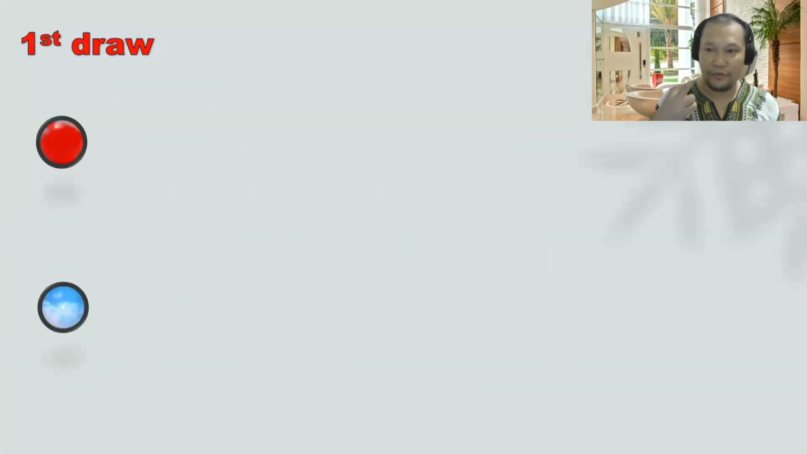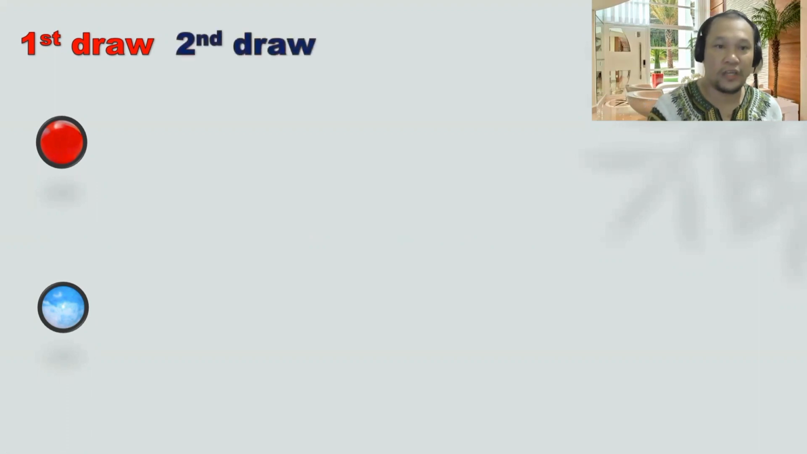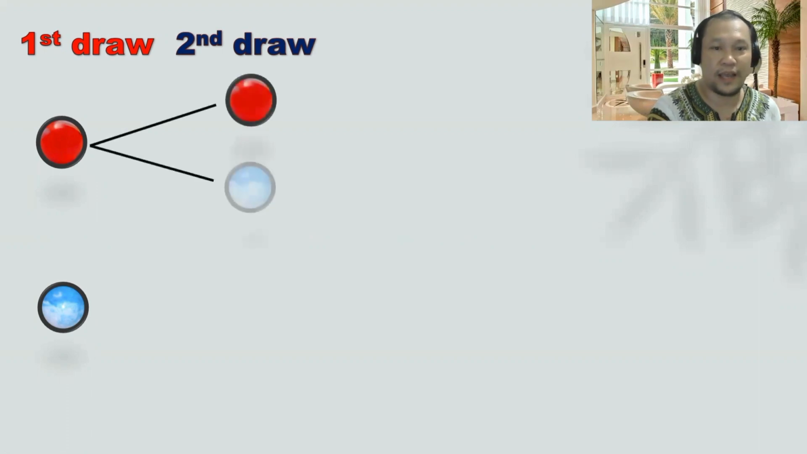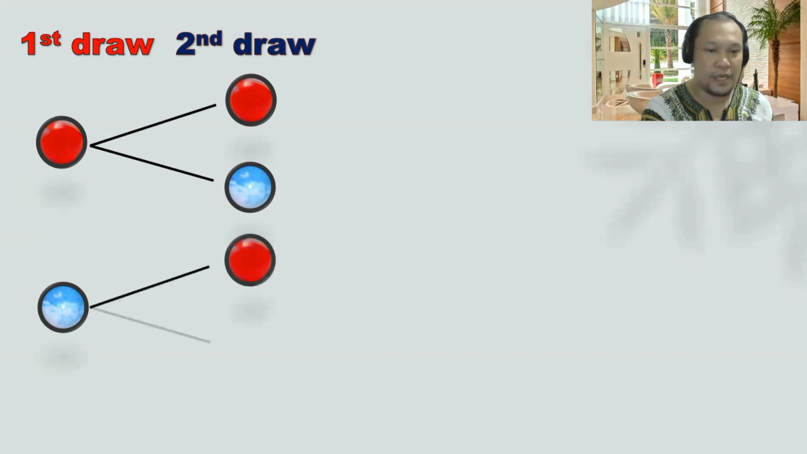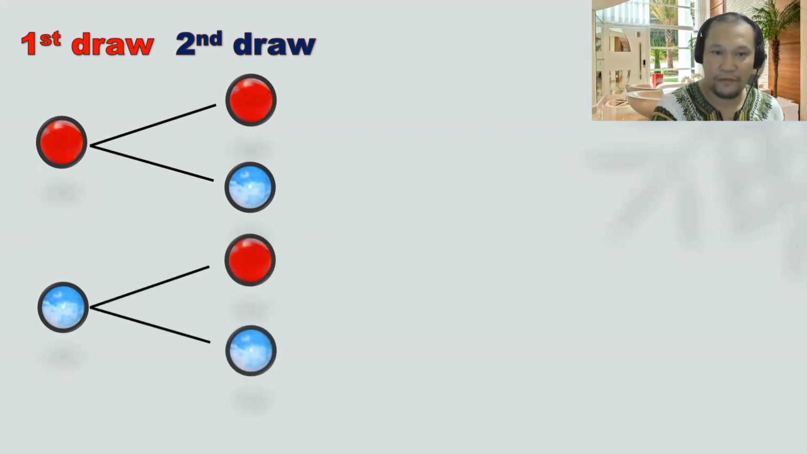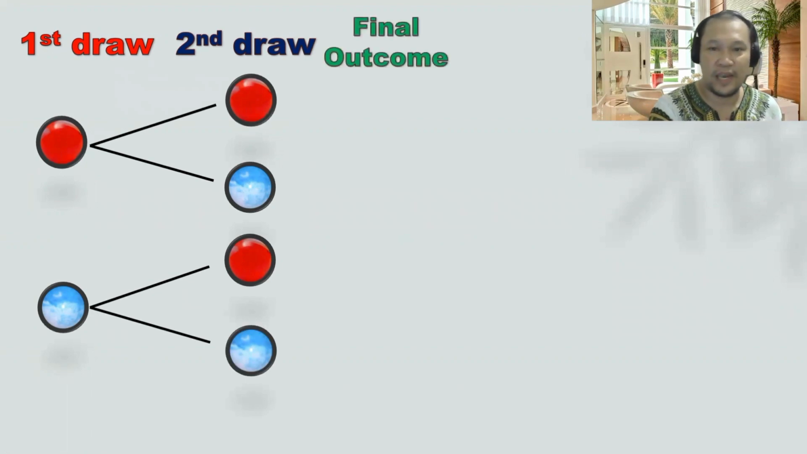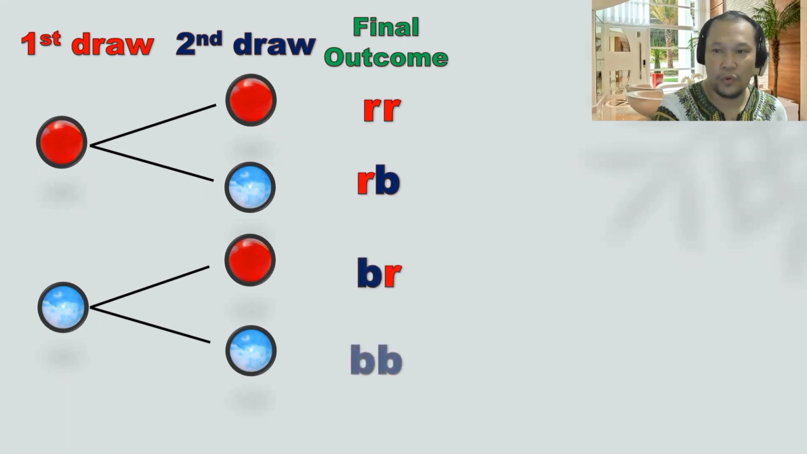Since we only have two colors, the red and the blue, there is a possibility that on the first draw, you can get red or you can get blue. On the second draw, there is also a possibility that you can get red or blue. Therefore, from this illustration, we can now have our possible outcomes. It can be red, red; red, blue; blue, red; and blue, blue.